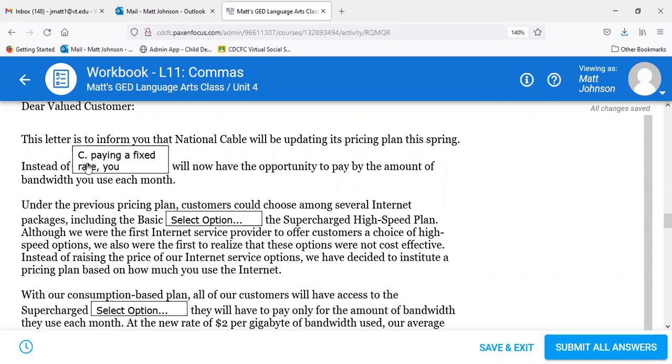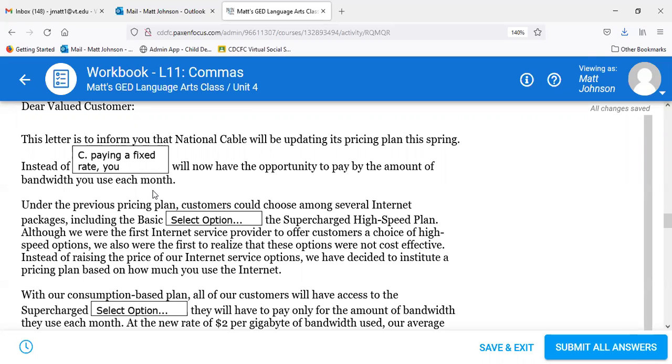Instead of paying a fixed rate, comma, you will now have the opportunity to pay by the amount of bandwidth. I might see if I can find a list of common introductory phrases or words used in introductory phrases to put up on the Google Classroom. That'll help you sort of identify those. All right, next one.